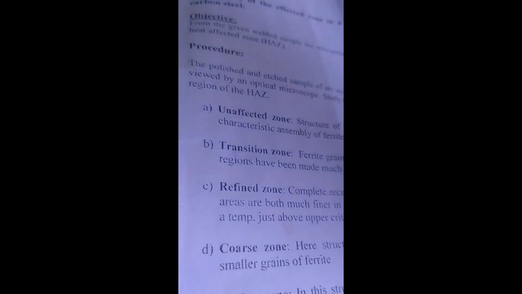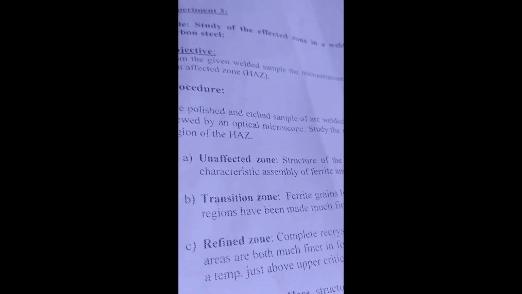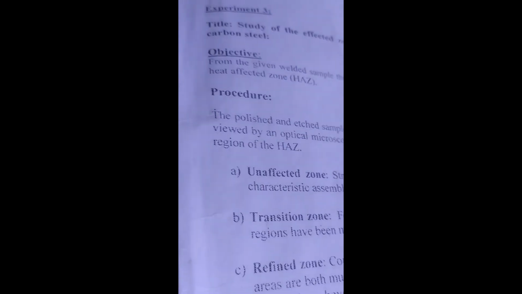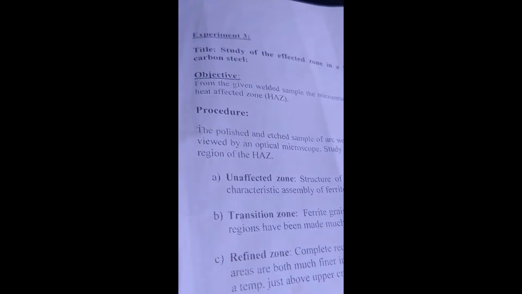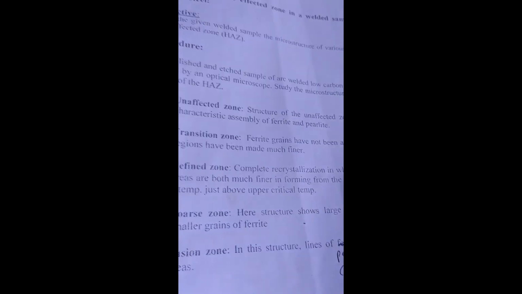Paste the picture and write 2 lines, or if you know from your book or textbook you can write 5 or 10 lines about the unaffected zone. Then the transition zone, you attach the transition zone picture, then the refined zone, core zone and fusion zone. For the 5 zones you attach 5 pictures and write about these zones from theory or textbook or from this manual you can do. Another picture you can see.